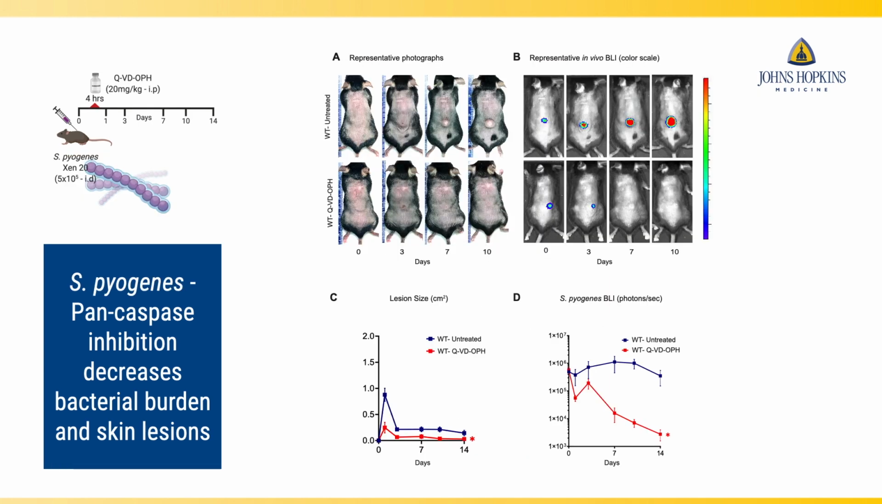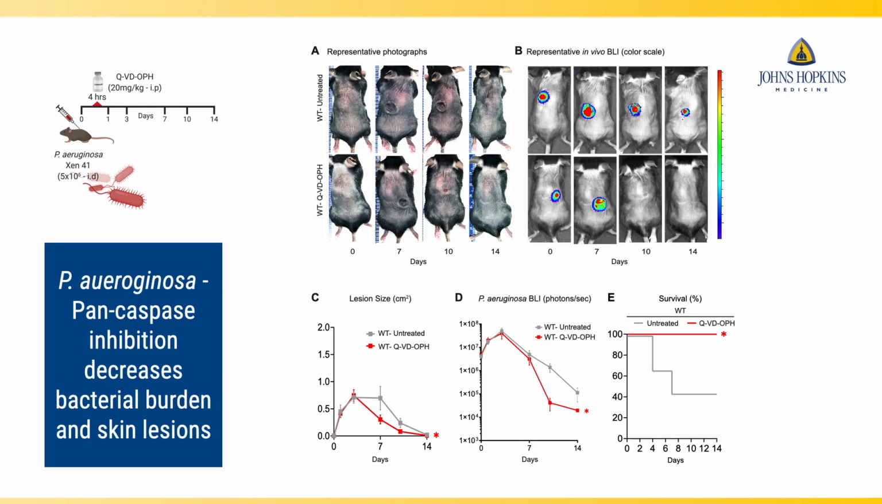We further studied the effect of the inhibitor in yet another gram-positive bacteria, Streptococcus pyogenes. Similar to MRSA, Strep pyogenes was cleared effectively with decreased bacterial burden and reduced skin lesions with Q-VD-OPH treatment.